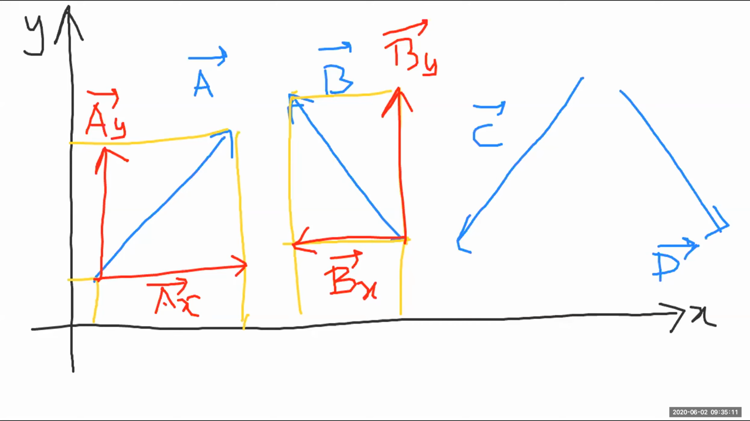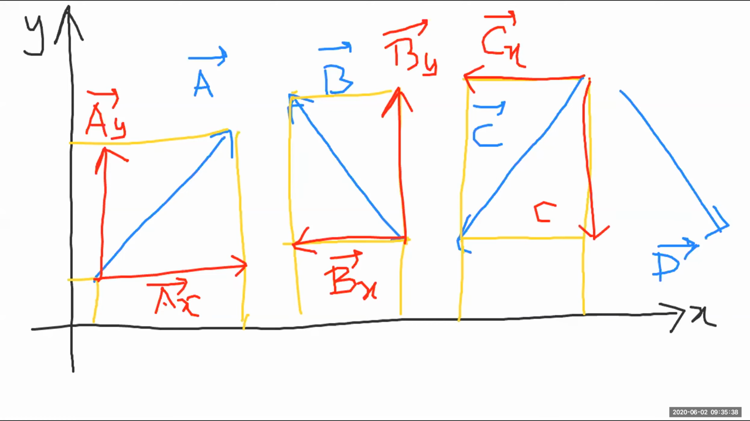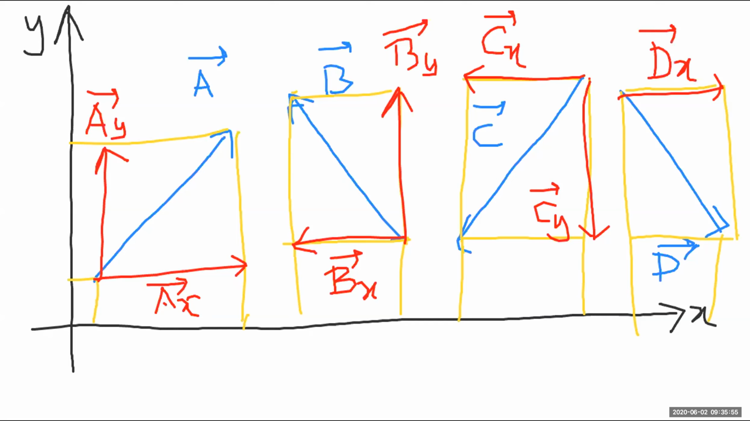What about the C vector? Let's not say different direction. Let's just say that it has the opposite direction. Right? Vector C के लिए ये x component हो जाएगा और ये y component हो जाएगा. वेक्टर D के लिए ये x component हो जाएगा और ये y component हो जाएगा.